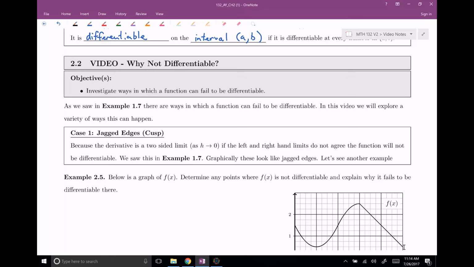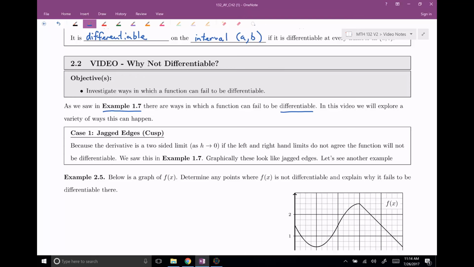So we saw back in Example 1.7, remember this is the one with the absolute value, you can scroll up to that if you need a little bit of a refresher. But there are ways in which a function can fail to be differentiable, right? The derivative is defined by a limit, and limits don't always exist. So in this video, we're going to explore a variety of different ways that this can happen.